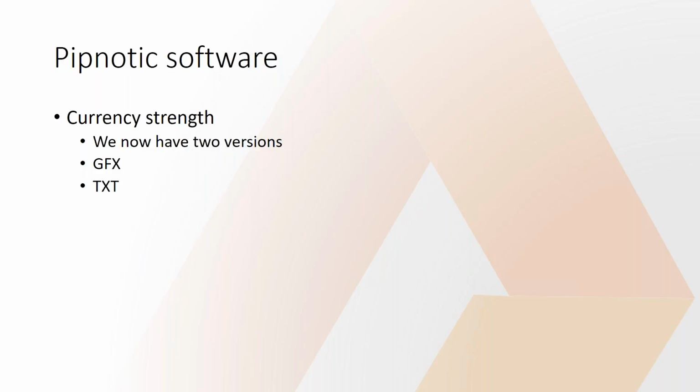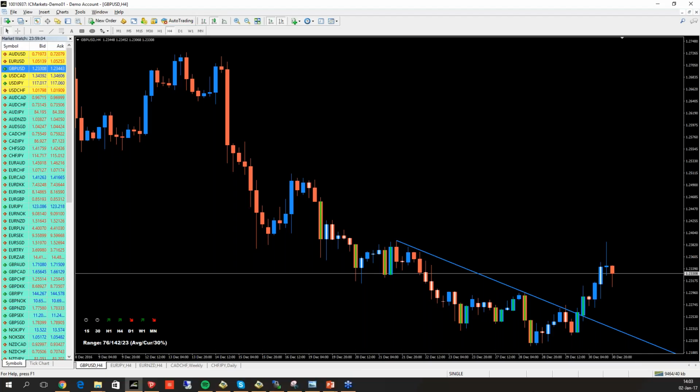And currently at Pipnotic we have two versions. We have the graphical version, which shows us all the colored lines that I think most of you are familiar with. But we also have the text version, which I recently just released, and this version is showing you a lot more information, so that you're not necessarily having to click through different time frames. So I'm just going to bring over my chart, and we'll have a look at one.